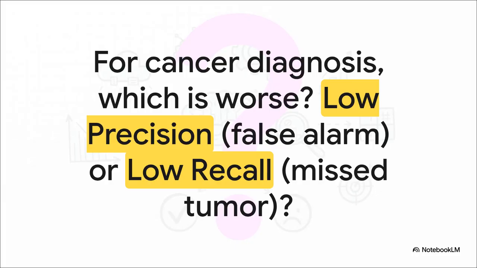And this really brings us to our final thought. Evaluating an AI isn't just about the math and the graphs, it's about understanding the real-world consequences of its mistakes. For a self-driving car, braking for a shadow on the road is a precision error. It's a false alarm. Annoying, but probably safe. Failing to see a pedestrian crossing the street, that's a recall error, a missed case. So, deciding which error is worse isn't a technical choice. It's a deeply human one.